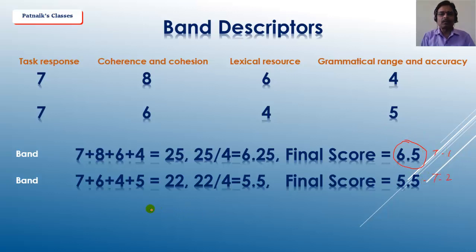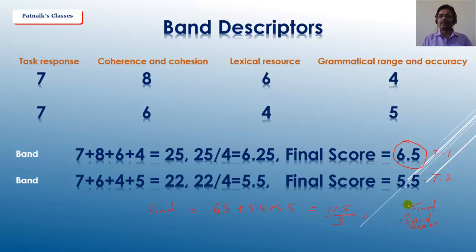Now the final band score, how will it come? The final band score will be one part of task 1, that is 6.5, then 2 parts of task 2, that is 5.5 plus 5.5. Now the total will be how much? The total will be 17.5. Now this will be divided by 3, right? Then whatever the score comes, that will be the final band score.